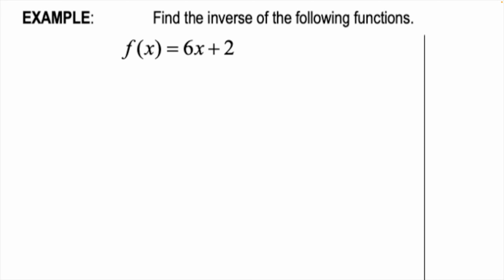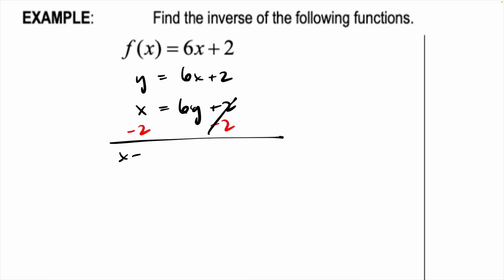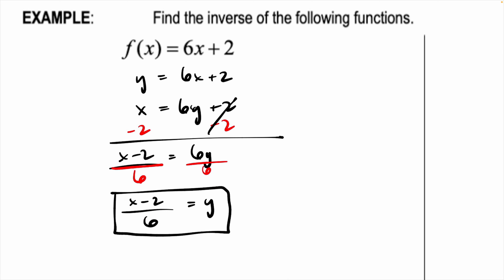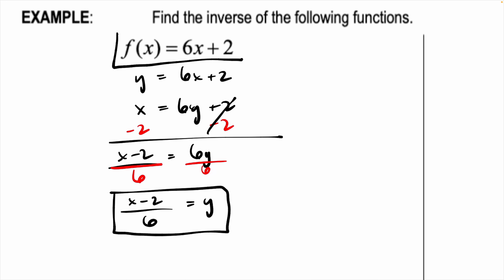f of x just means y. It's equal to y. So the first thing we do is swap x and y. And then we solve for y. Subtract 2 from both sides. Divide by 6. We get y equals x minus 2 over 6. Right? So these two guys are inverses of each other.